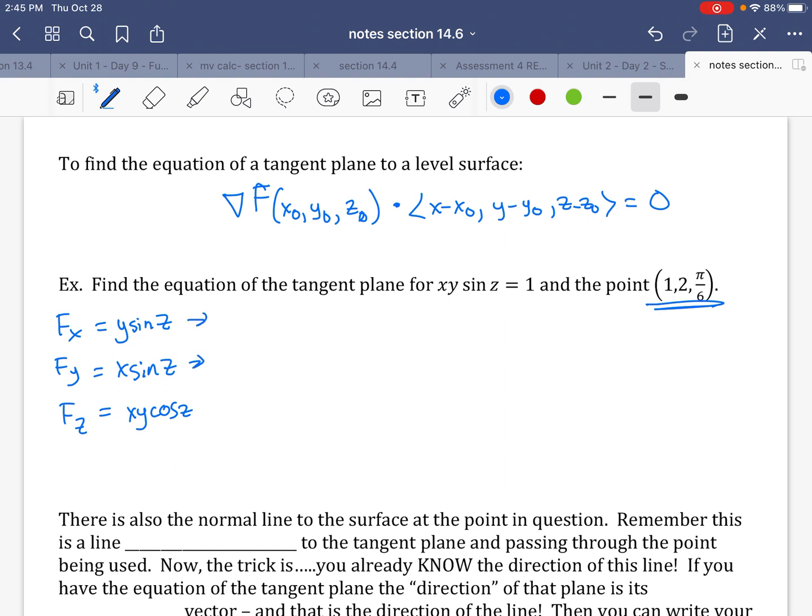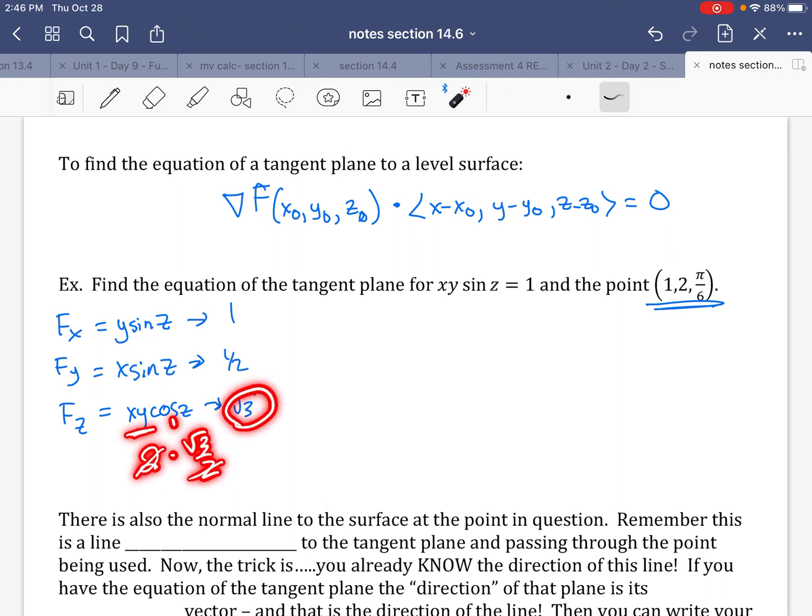So when I plug in those numbers and pi over 6 for the z, I'm going to get 1, 1/2, and this guy is square root 3, okay? Because sine at pi over 6 is 1/2, so I basically have 2 times 1/2, which is 1. The sine at pi over 6 is, again, 1/2, so I have 1 times 1/2, so 1/2. And here I have x times y, so 1 times 2 is 2, and the cosine at pi over 6 is square root 3 over 2, so that's how I'm getting the square root 3.